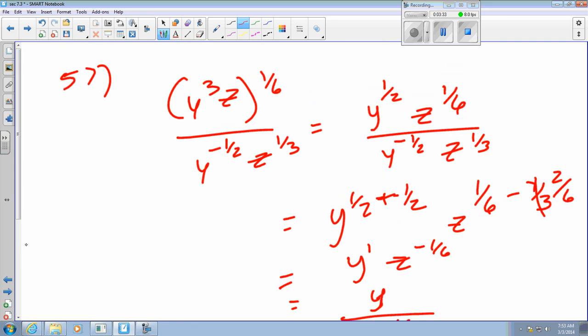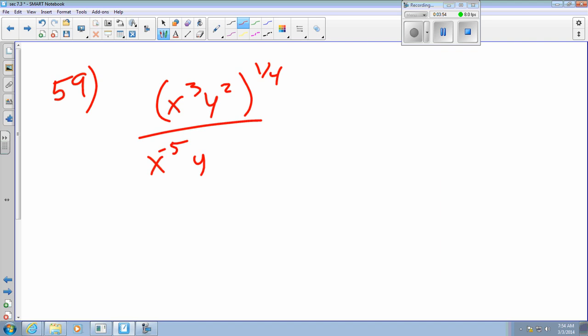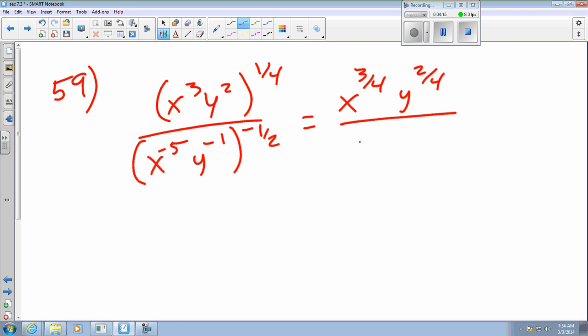The next one we're going to work on is 59. 59 says x cubed y squared all to the 1/4 power all over x to the negative 5th y to the negative 1 all to the negative half. Again, we have power to a power, so we're going to do that first. So I get on the top x to the 3/4 power, y to the 2/4 power. We can simplify that if we wish. On the bottom, I'm going to get x to the positive 5/2, because negative times negative is positive, and y to the positive 1/2.